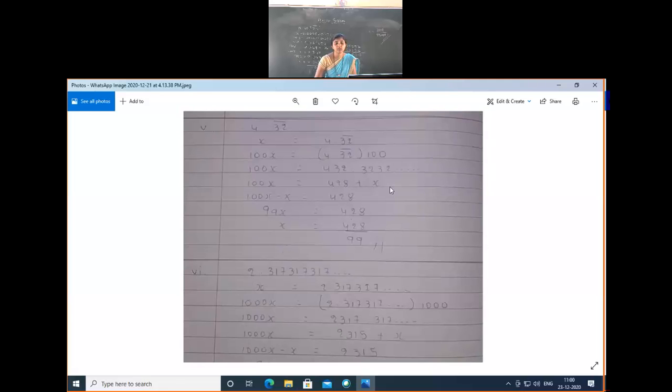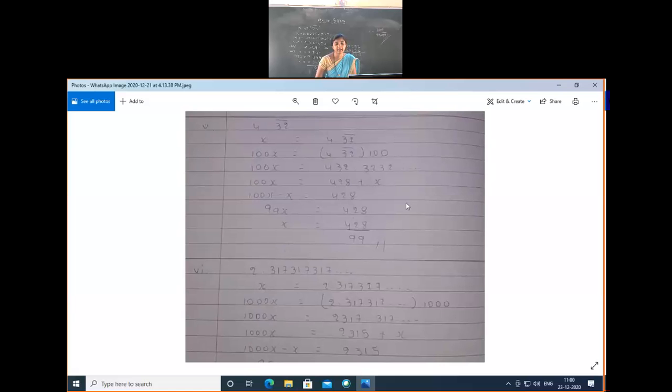How many of you got the 428 divided by 99? Raise your hands fast. How many of you got 428 divided by 99 as a p by q form for 4.32 bar? Yes. How many of you got the answer?